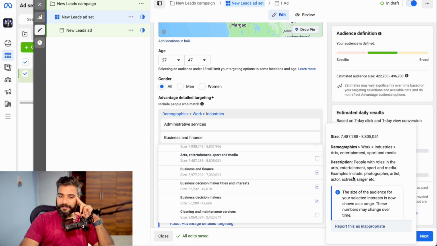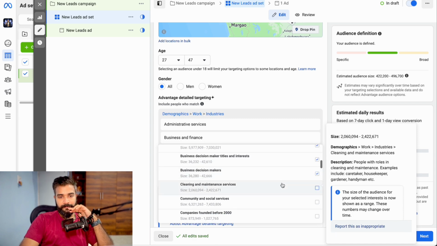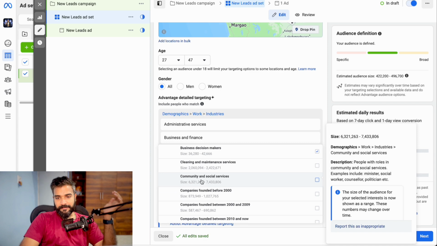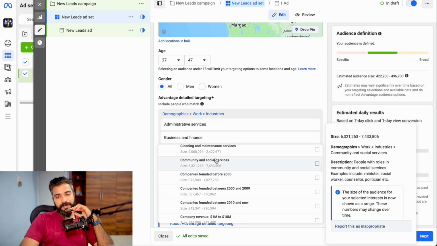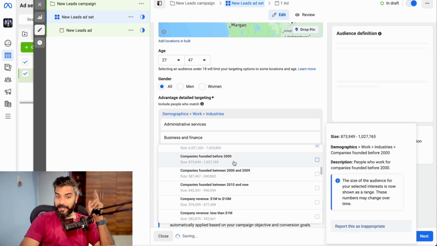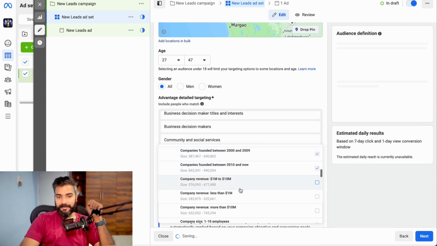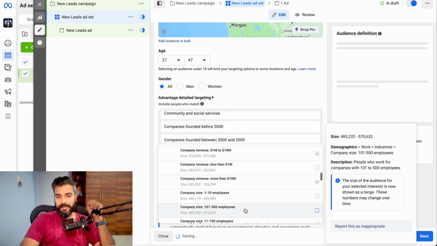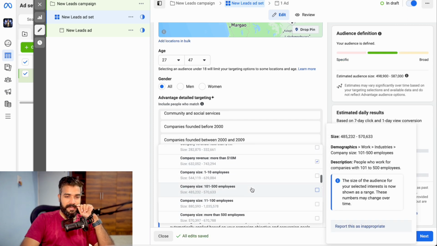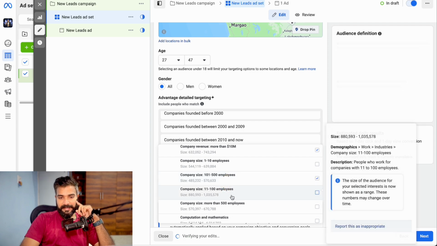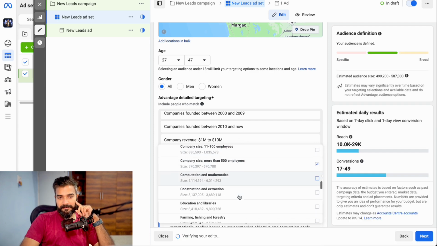Here we don't want photographer, artist, actors, music, singers, whatever, right? Here we definitely don't want the cleaning and maintenance service because we don't have a decision maker title. Nor these, where we can find politicians here. This might be a good way to target them, but let's say we avoid them for now because social workers are also there, right? Or maybe we can select politicians, yeah. Then we can select all companies, right? And all of these are fine. Company revenue, 1 to 10 million, 10 million plus, less than 10 million I won't pick. Company size, I would target larger companies, like 100 plus employees.